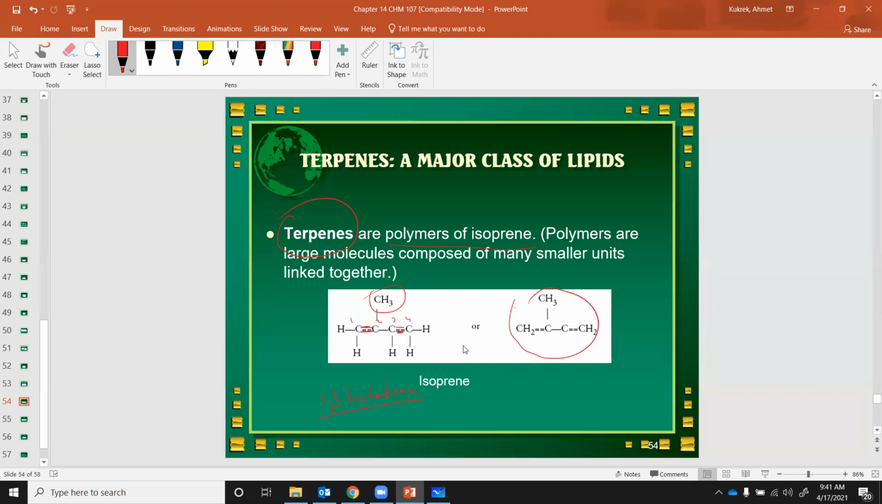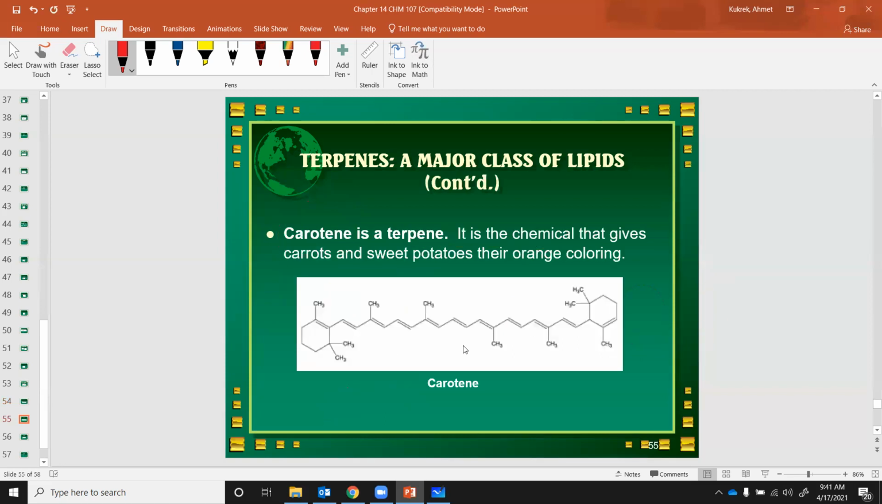If I bring this to another isoprene, then I'm getting a terpene. Look at the carotene molecule. The carotene has a terpene here. So 1 here, 2 here, like that. As you can see, you have a repeating subunit. You see that, right? Somewhere like that, okay? So you have a repeating subunit and then you get a terpene.